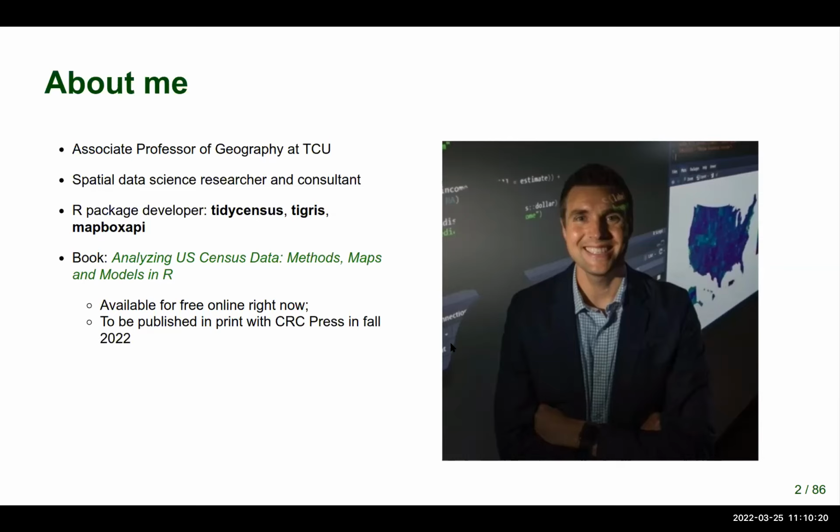My book is coming out, hopefully in print, toward the end of the year. What I'm doing right now is you can access my book from the link here, Analyzing US Census Data: Methods, Maps, and Models in R. I'm updating everything over the next 2 weeks to the new data so that it is as up to date as possible using 2016 to 2020 ACS estimates. So you can read through it right now. It's going to be freshly updated and then sent off to the publisher probably in April. So take a look at that.